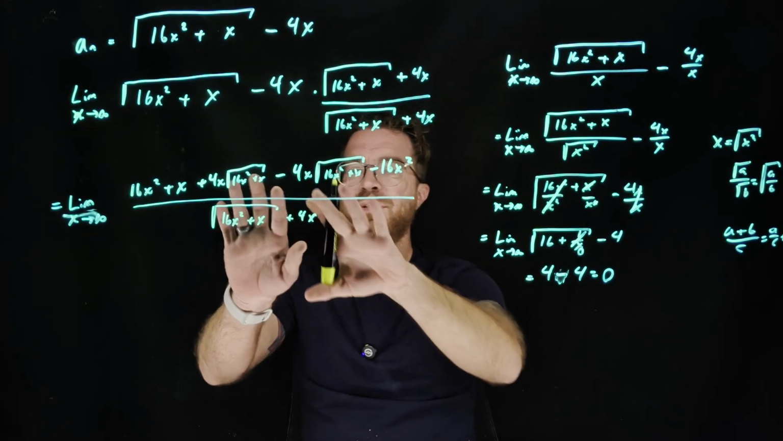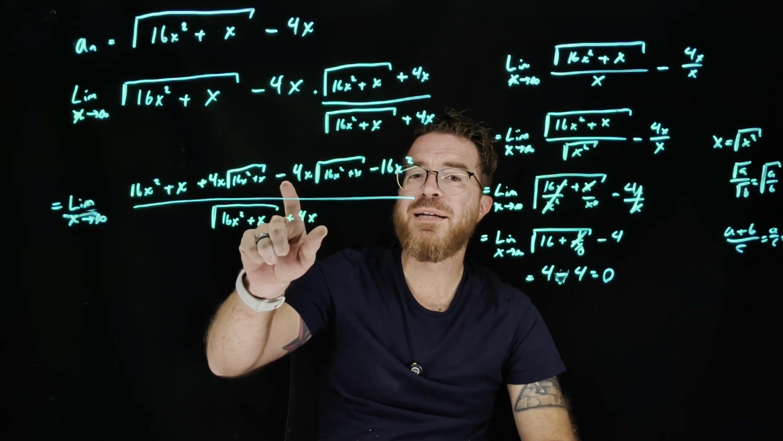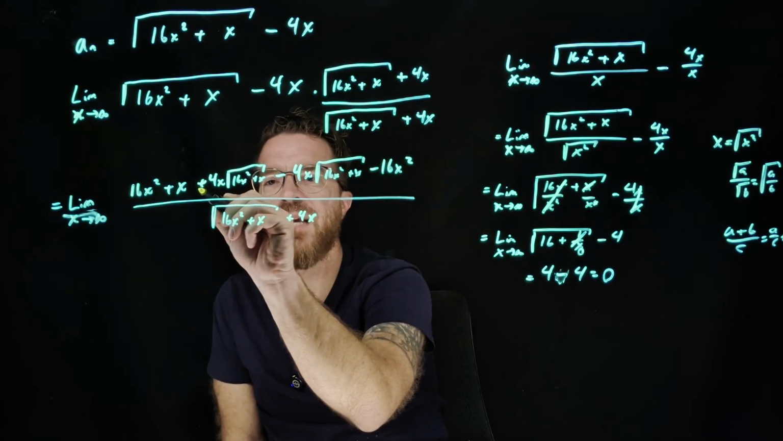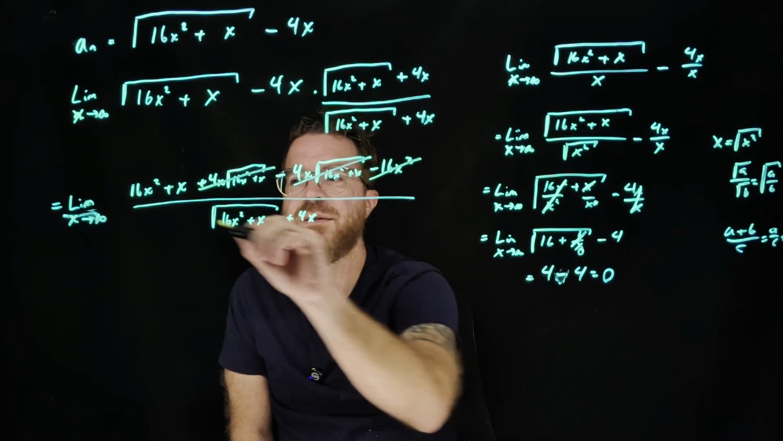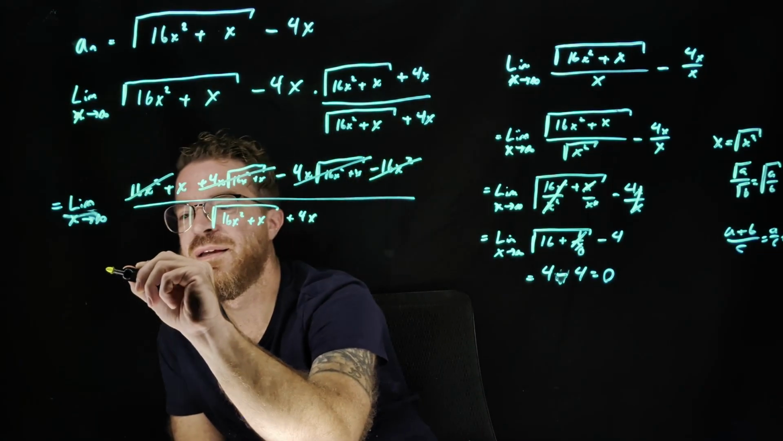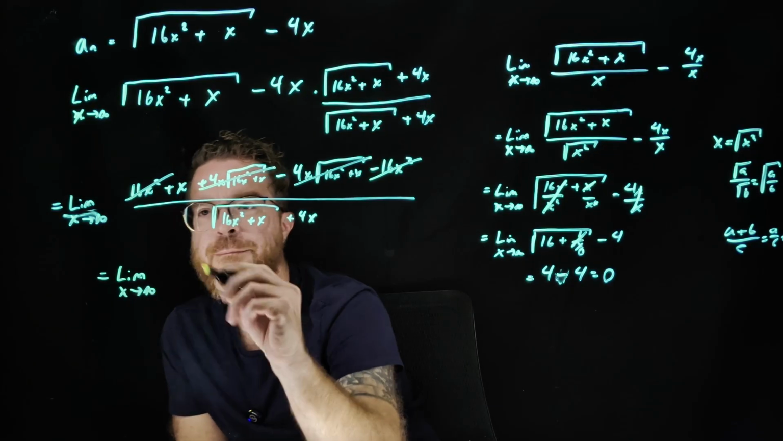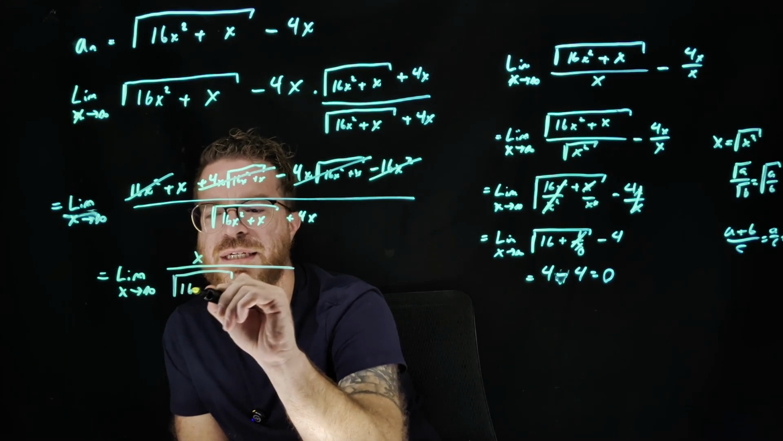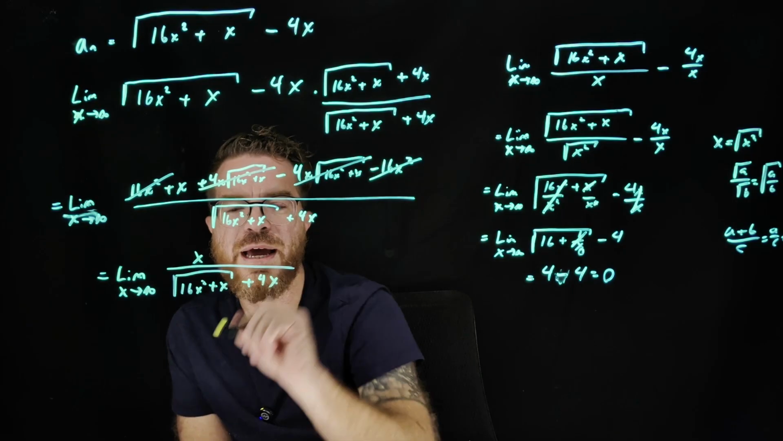Now, looking at these terms, you'll see in the middle here we have 4x times the square root of 16x squared plus x minus 4x times the square root of 16x squared plus x. So this is going to cancel with this. The 16x squared and the minus 16x squared are also going to cancel. So this is going to leave us with the limit as x approaches infinity of x divided by the square root of 16x squared plus x plus 4x.